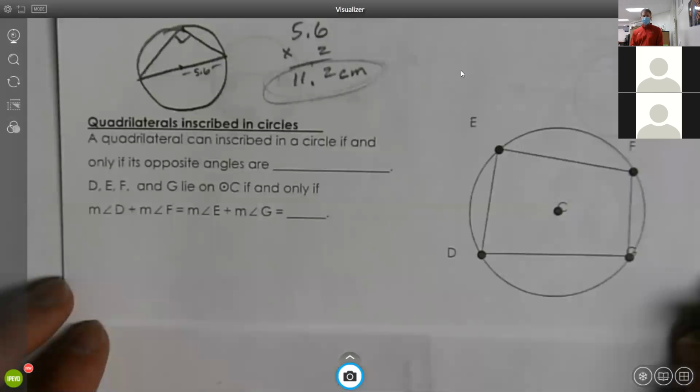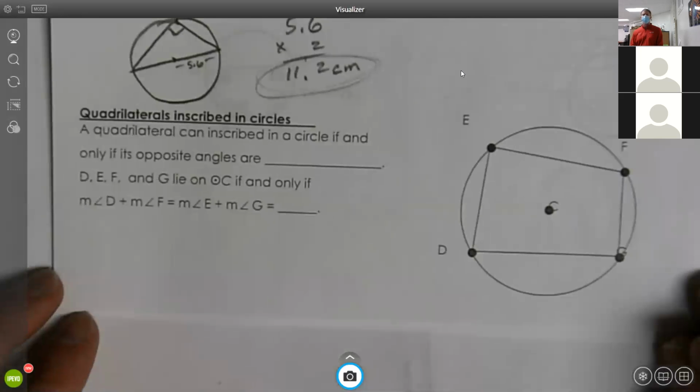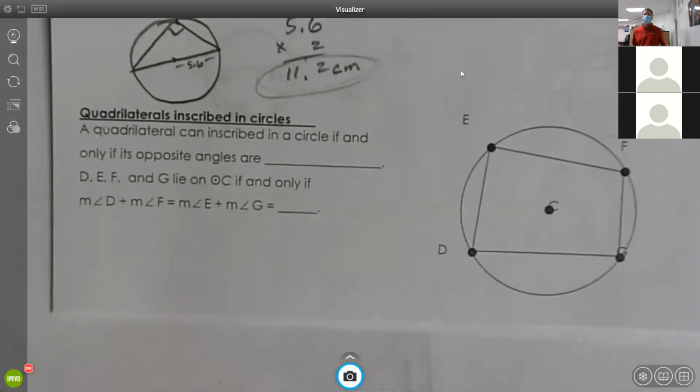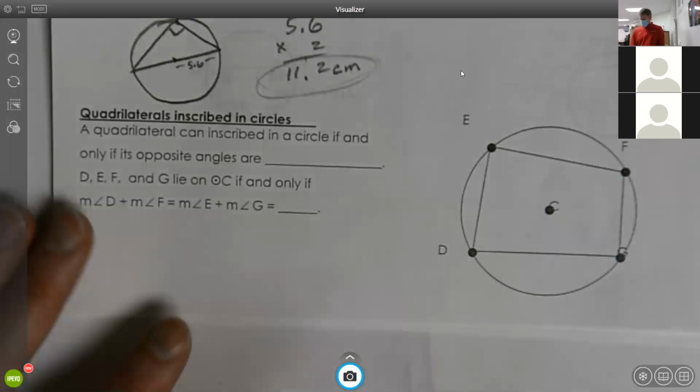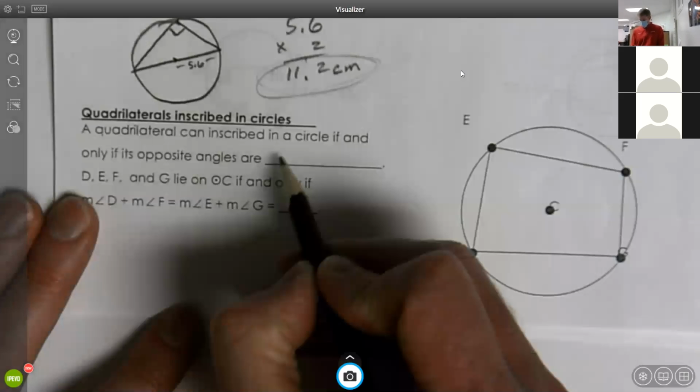All right. Now, when we inscribe a quadrilateral inside of a circle, we have lots of different rules that happen for that. A quadrilateral can be inscribed in a circle if and only if the opposite angles are supplementary.